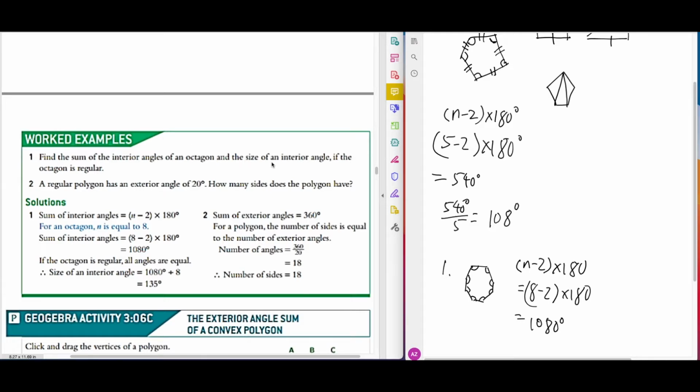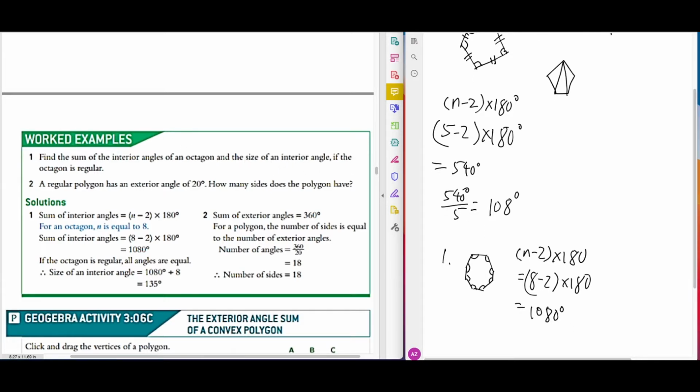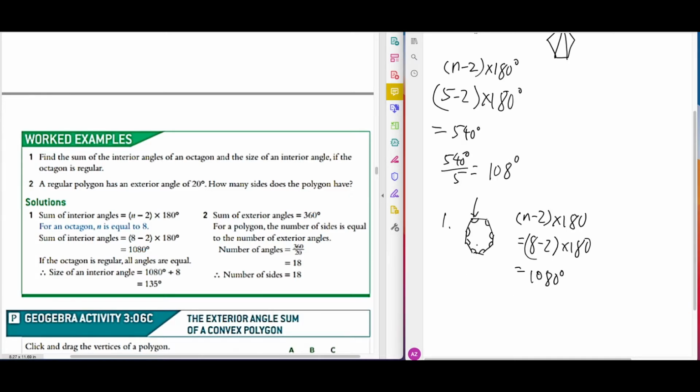And the second question says size of an interior angle. In other words, they want you to work out just one of them. Okay, so to work out one of them, all you have to do is just divide it by 8, right? Because there's 8.